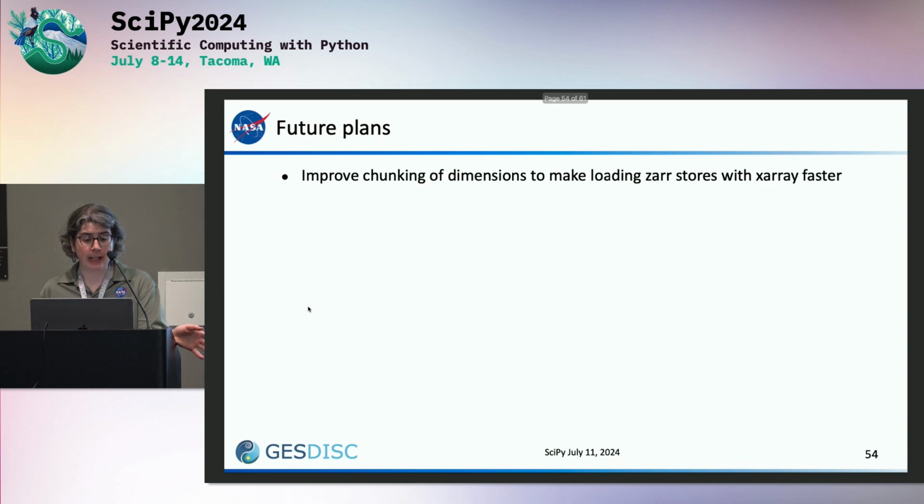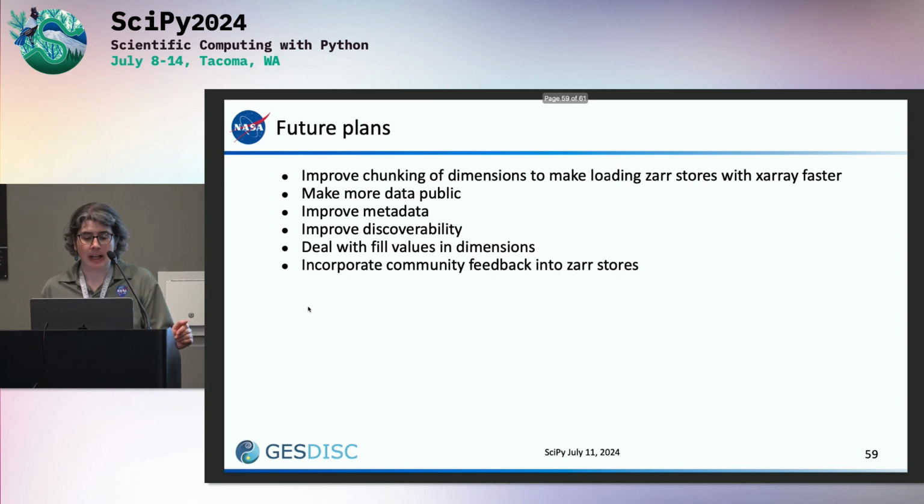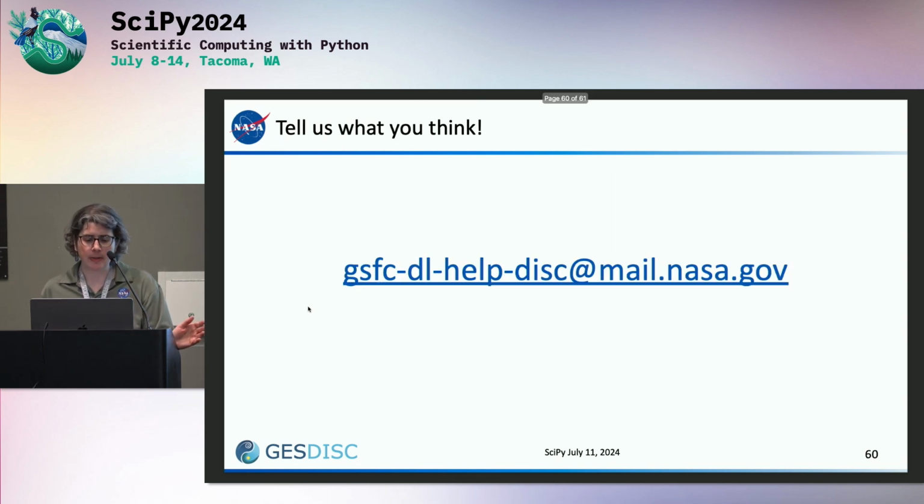And then some future plans. Like I said, we want to improve the chunking of the dimensions to make loading faster. We want to make more data public, including those changing data sets. We have some ideas about how we're going to do that. We want to improve the metadata, improve discoverability so that you can find these things more easily, deal with the fill values and the dimensions, incorporate community feedback, including all of yours, into making these Zarr stores more usable.